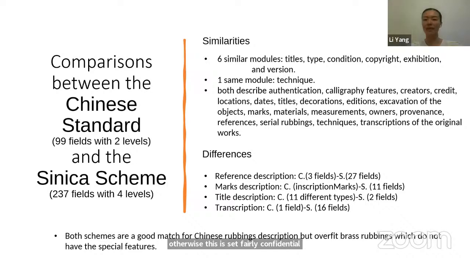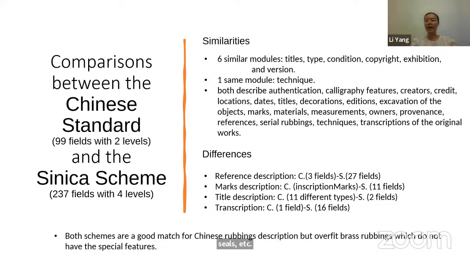Yeah, thank you, Margaret. I'll take it over. Besides the general comparisons, we did several specific comparisons in depth. The first one is the comparison between the Chinese standard and the Sinica scheme. Since both schemes were designed for describing Chinese rubbings, they meet the description of the special features of the rubbings. For example, the 2 schemes both describe authentication of the objects, calligraphy features, creators with different roles, different titles of a rubbing, marks on a rubbing, including colophons and seals, etc.